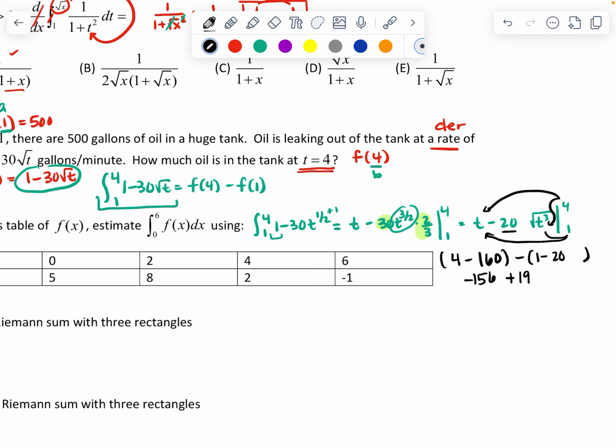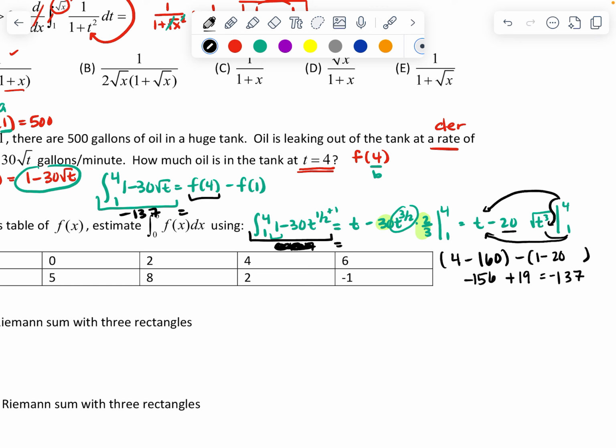Okay, and then if you do negative 156 plus 19, it's going to be negative 137. Okay, so this whole integral is negative 137. So let's put that in there. Negative 137 equals, I forgot the f of b minus f of a. Oh, I'm putting it in the wrong place. Negative 137 equals, sorry about that. My gosh, I'm messing this up so bad.